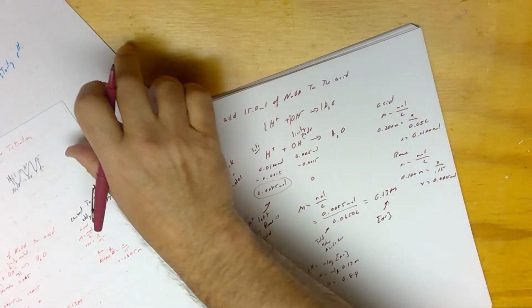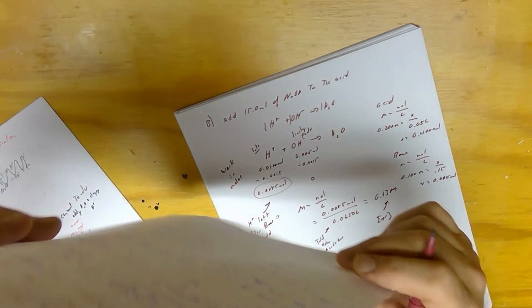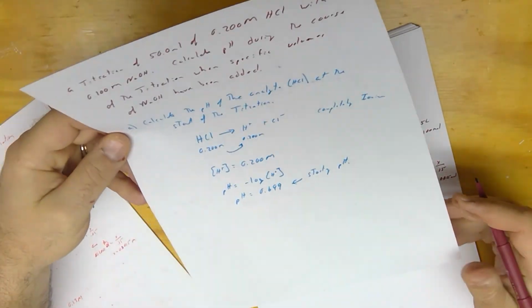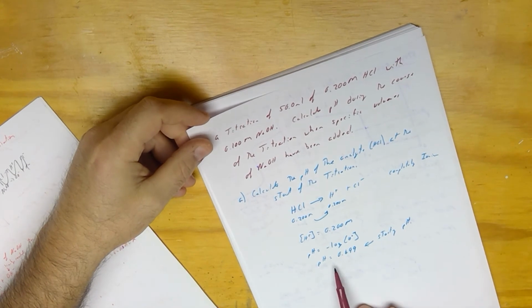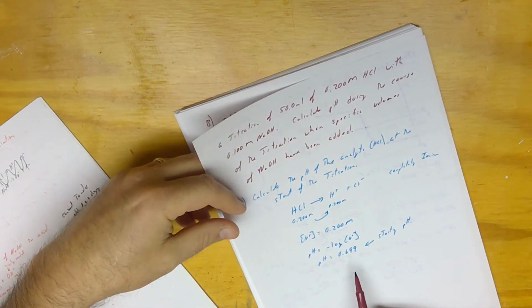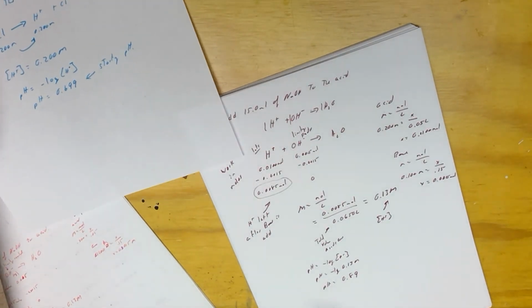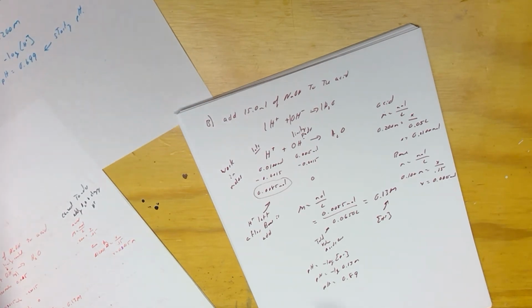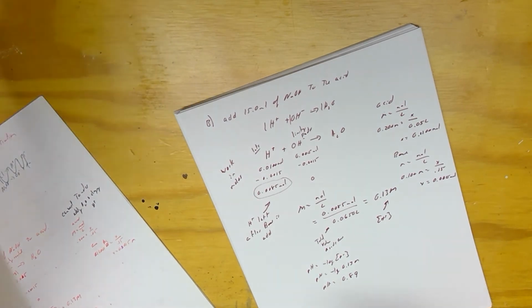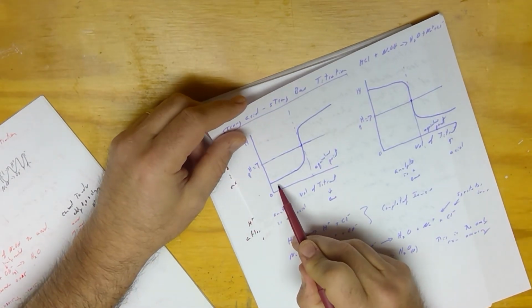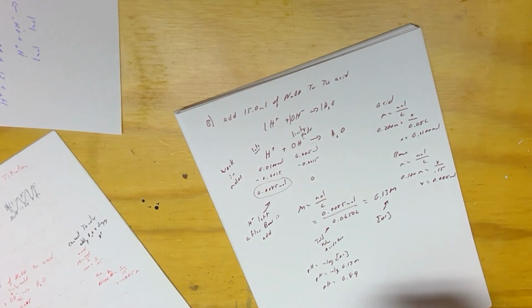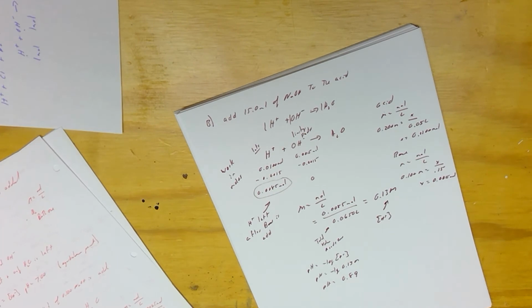Now, what did that do to my acid from where I started? If we go back here, we started at a pH of 0.699. We added a little bit of base, which raised our pH, but not a lot. So what's following? It's following this curve.